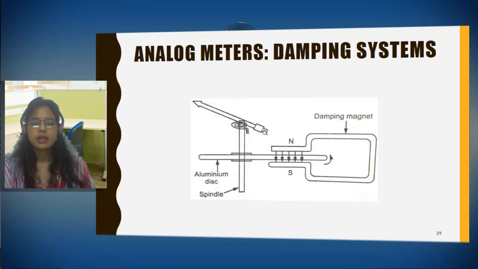So this is the eddy current effect or the eddy current damping method. Why? Because production of this eddy current in the disc will help in production of a torque due to which the aluminum disc rotates, and the rotation of the aluminum disc is opposed by the magnetic field of the damping magnet. So it will try to damp the cause, it will try to nullify the cause. The cause is the movement of the spindle, so it will try to stop the movement of the spindle.